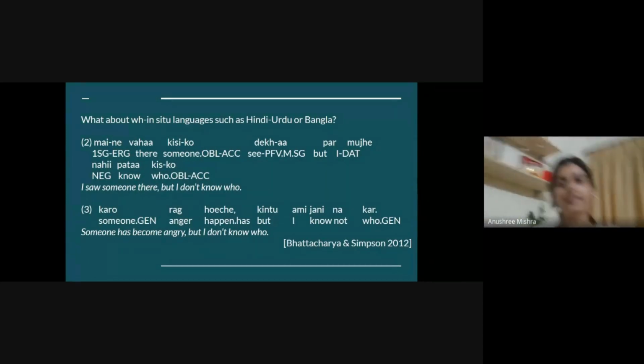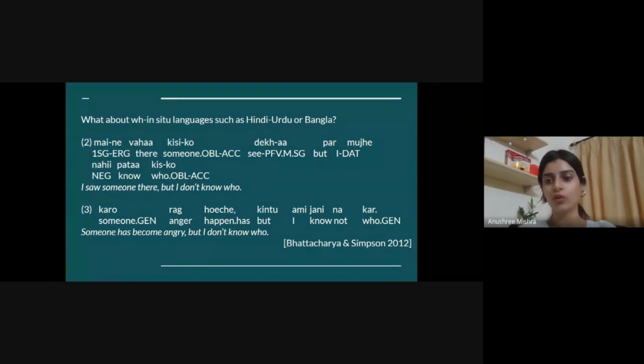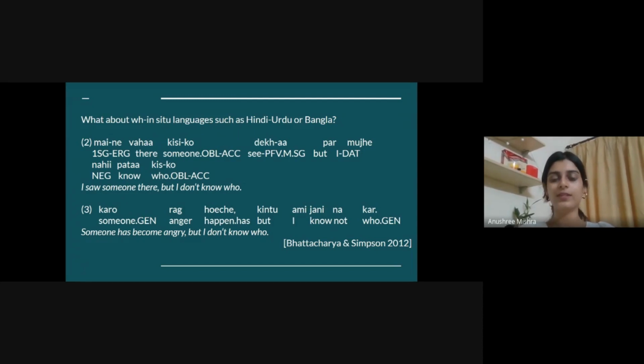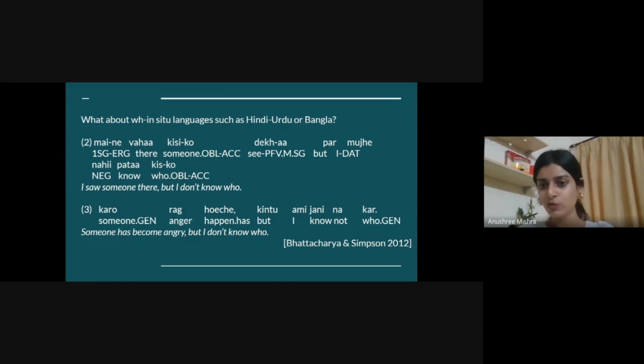So, however fitting that analysis was for languages like English, it doesn't sit well for languages which have WH in situ mechanisms. Languages like Hindi and Bangla all pose an obvious challenge to this analysis, since they supposedly lack WH movement but still manage to attest constructions that look like sluicing. So let's take a look at the next two examples.